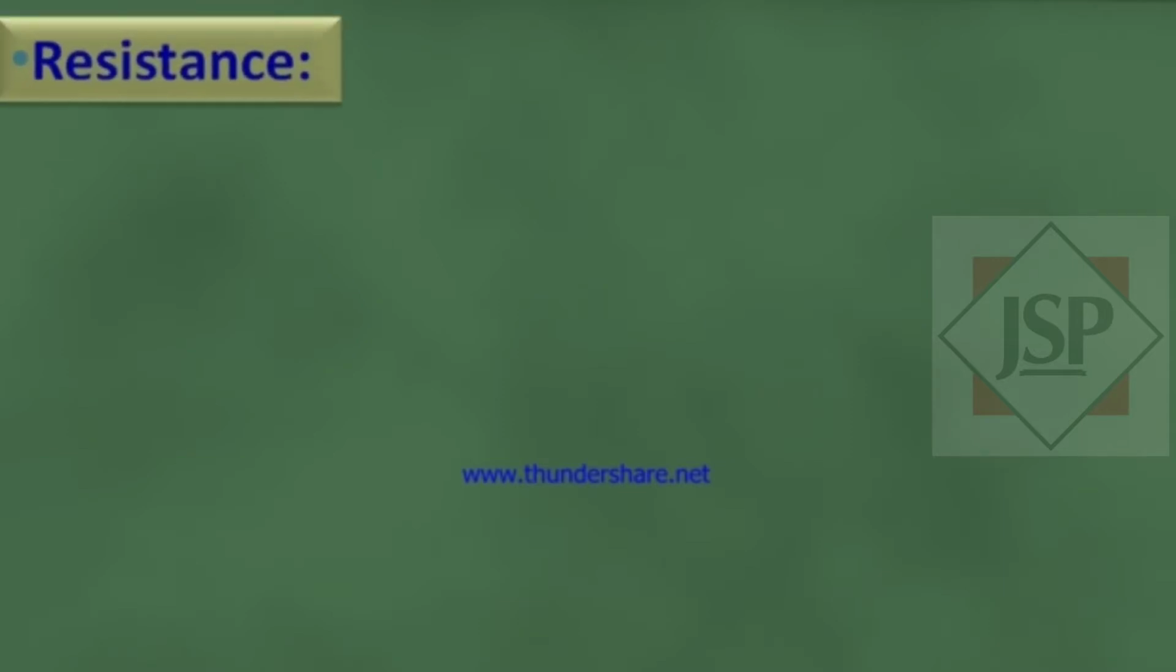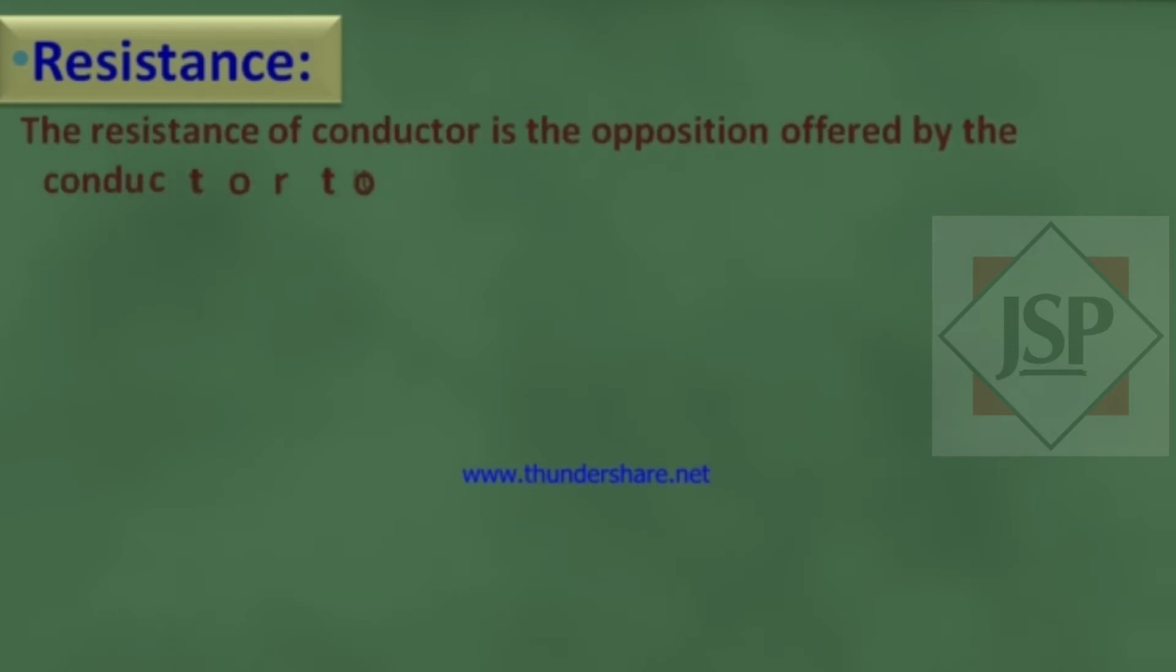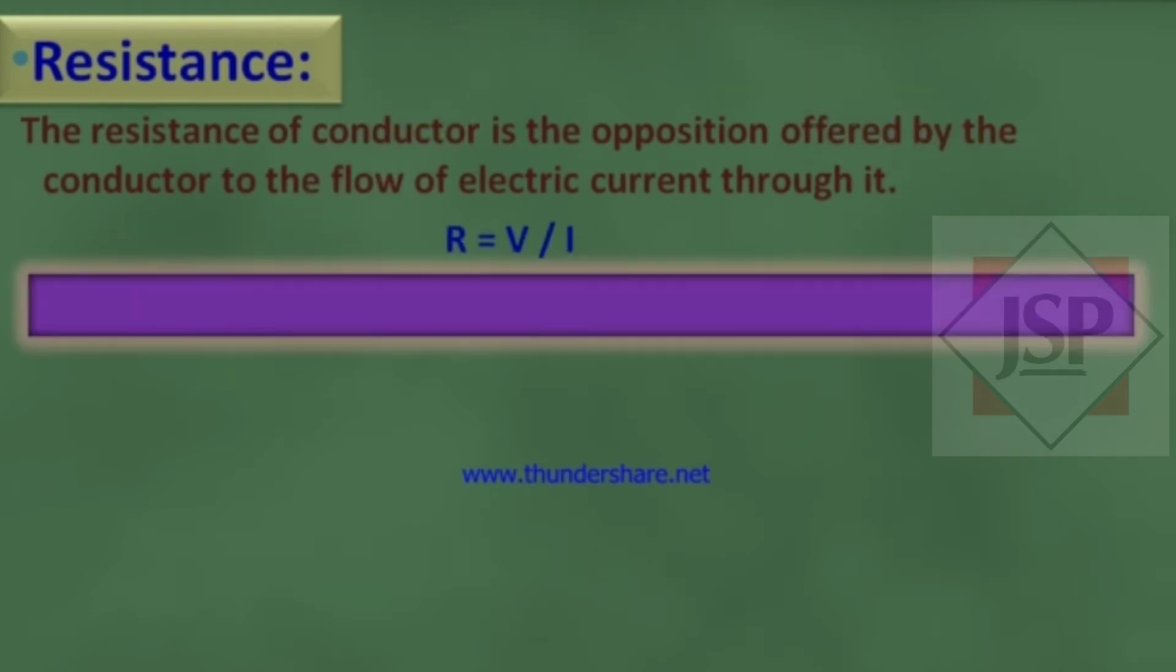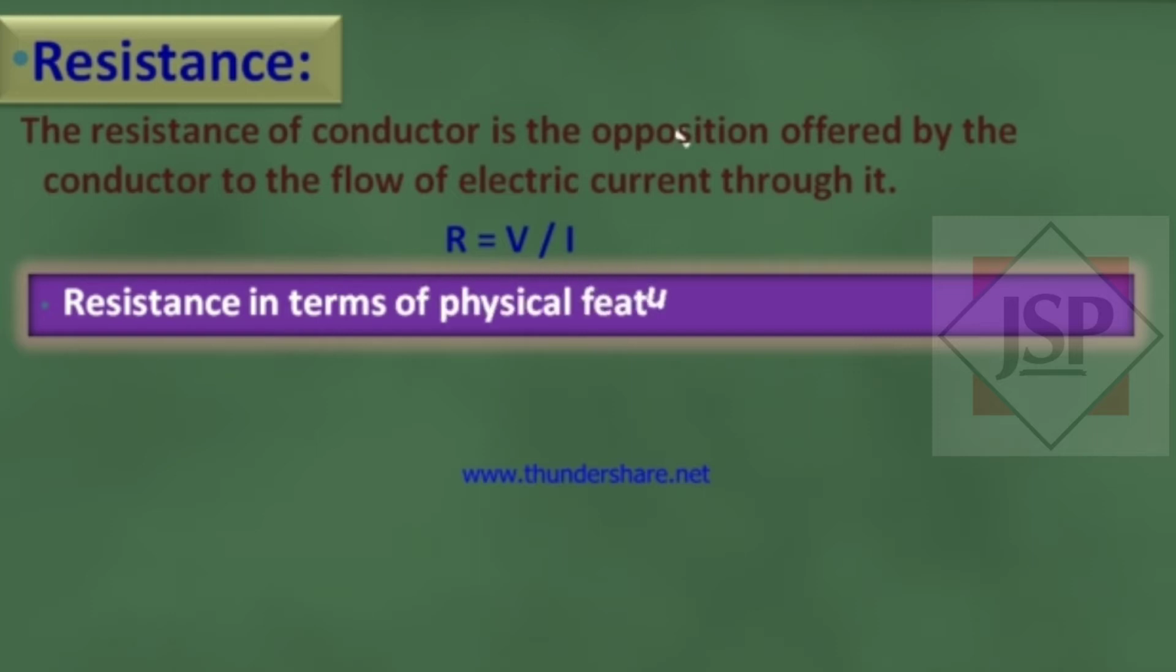Resistance. The resistance of a conductor is the opposition offered by the conductor to the flow of electric current through it, that is R equal to V by I. Now resistance in terms of physical features of the conductor.